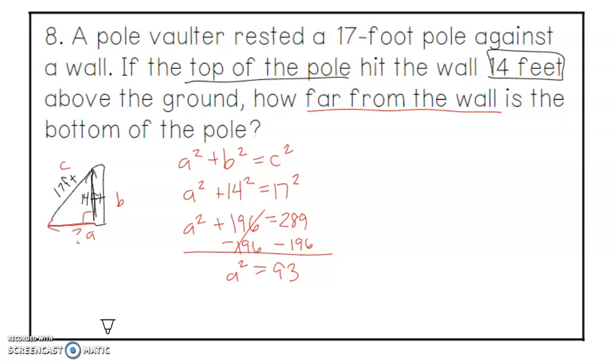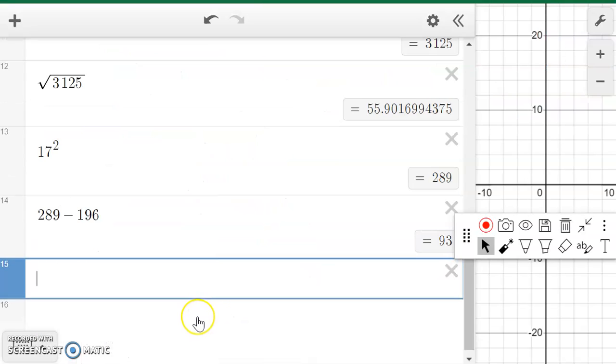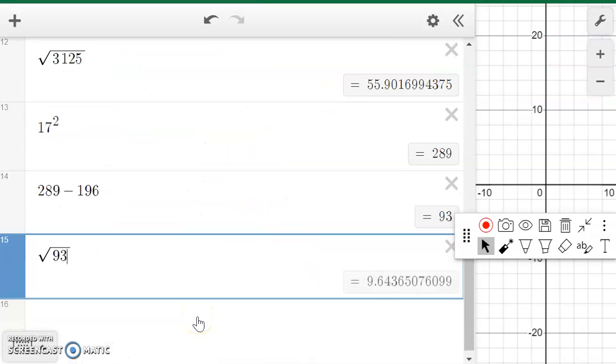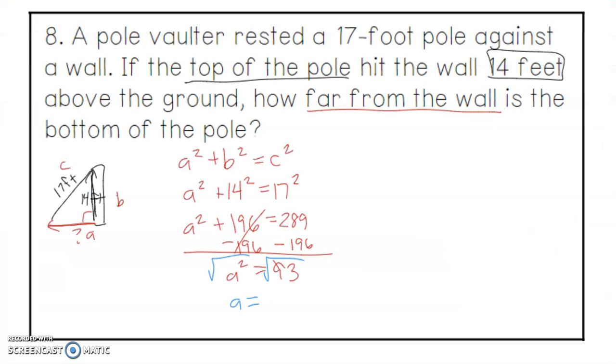But I don't want the area. I want to know the square root. I want to know that distance on the ground, right? That's what I'm trying to find out. So square root of 93 is, we'll say, 9.6. So it's 9.6 feet from the wall. Okay, so using Pythagorean theorem, that's what it's all about.